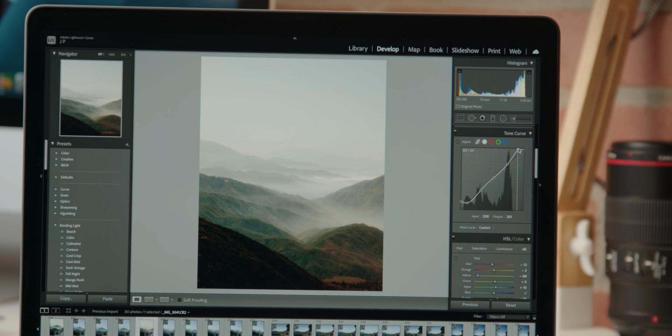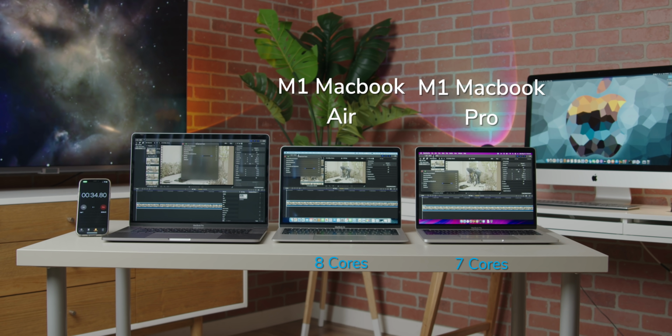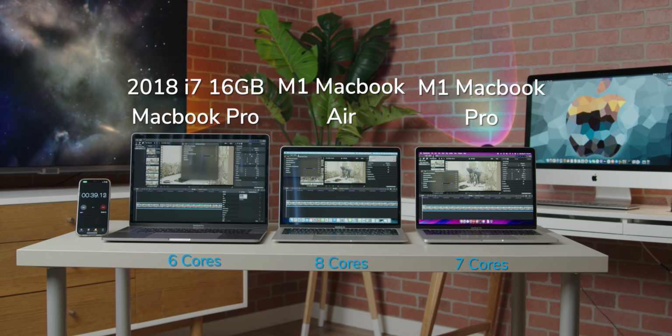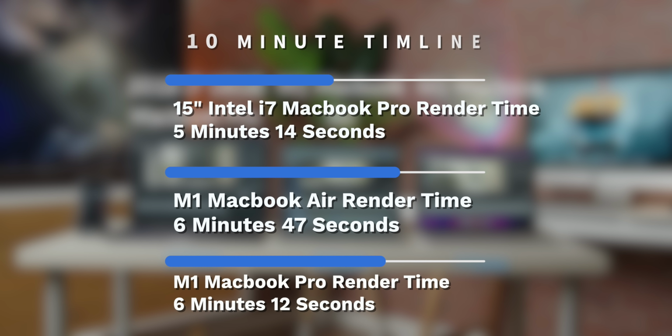So for comparison, we've got my MacBook Air with the 8 cores. We have an entry level M1 MacBook Pro that has the 7 cores and obviously the fans. And then we have a really well-specced 15-inch MacBook Pro from 2018 that we still use for a lot of editing. In fact, this video was edited on that computer. So as you can see, this is a surprisingly capable machine and one that's punching very, very far out of its weight class.